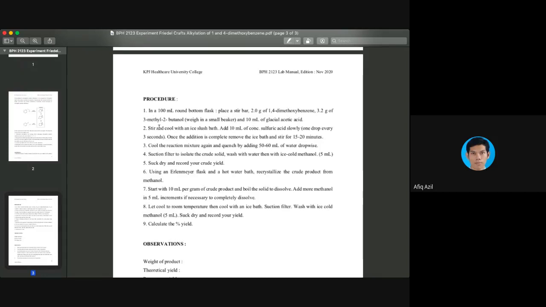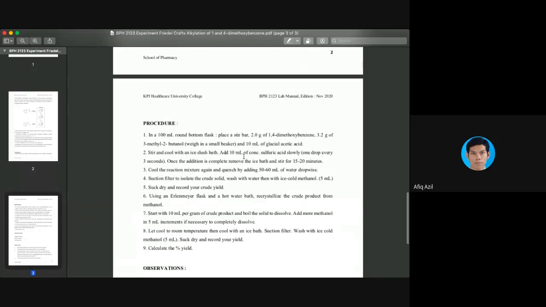So stir and cool with an ice bath. Basically the reaction needs to be at low temperature, so you need an ice bath to cool it down before adding concentrated sulfuric acid. This has to be added slowly, so you don't add all 10 ml at the same time; it has to be added dropwise. Once all the sulfuric acid has been added, you will leave it to be stirred for another 20 minutes.